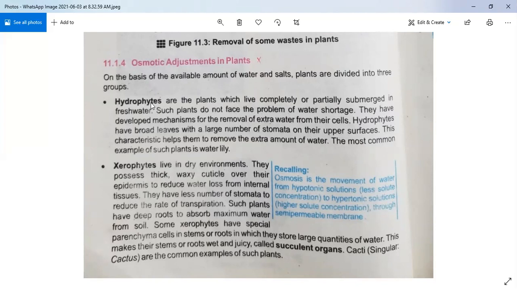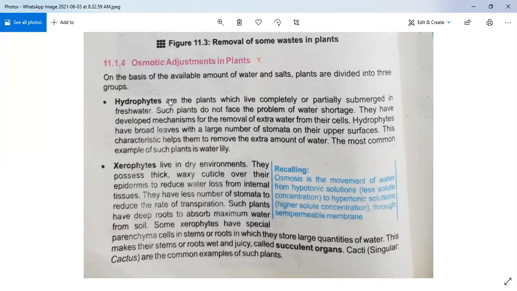We have discussed that all plants need sunlight, oxygen, water, and soil. But the plants which live all the time in water, or partially in water, how do they get water? How do they get food? How do they remove extra metabolic waste from their body? And how do they maintain the amount of water and salts in their body? Because all the time they are living in water.